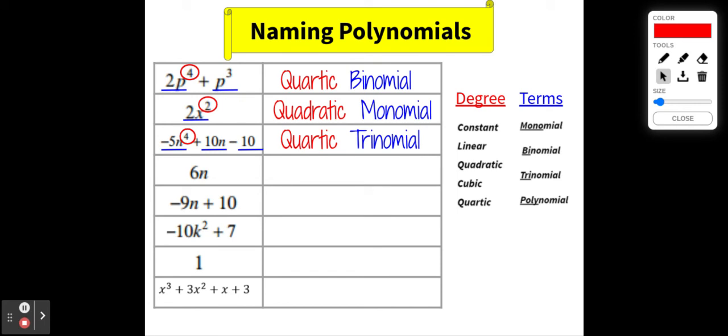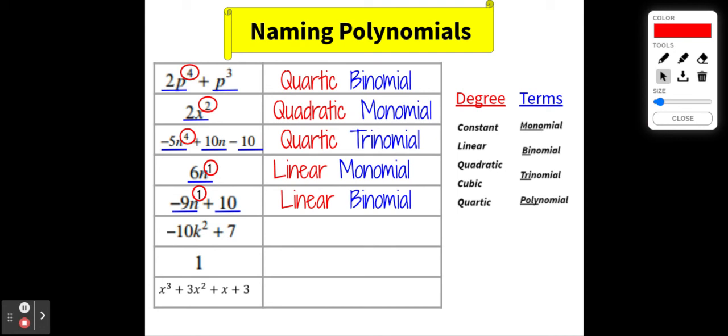2 names when you're classifying. The next one, on the n, you don't see an exponent, but it's just assumed that it is 1. Because that's the first power, that would be linear. And then it has 1 term, so it's a monomial, a linear monomial. In the next example, look at the variable. It doesn't have a power on it, but we would say it's to the first power. So again, that would be linear. And being that there are 2 terms, we call it a binomial, so a linear binomial.